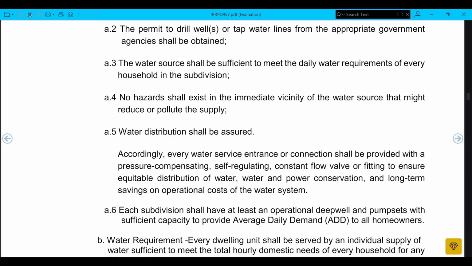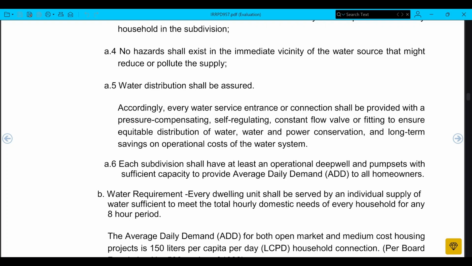5. Water distribution shall be assured. Accordingly, every water service entrance or connection shall be provided with a pressure compensating, self-regulating, constant flow valve or fitting to ensure equitable distribution of water and power conservation, and long-term savings on operational costs of the water system. 6. Each subdivision shall have at least an operational deep well and pump sets with sufficient capacity to provide average daily demand to all homeowners.